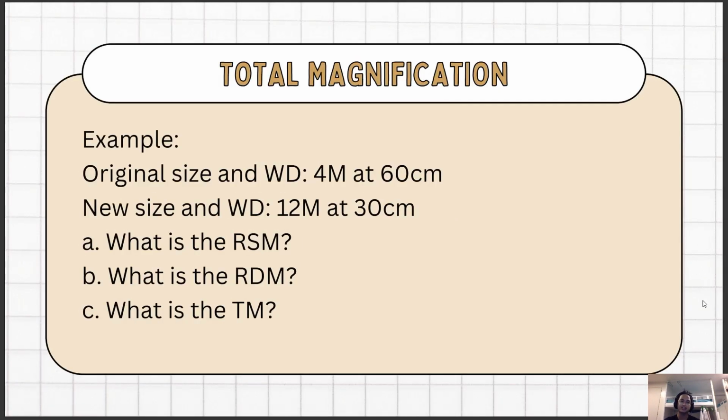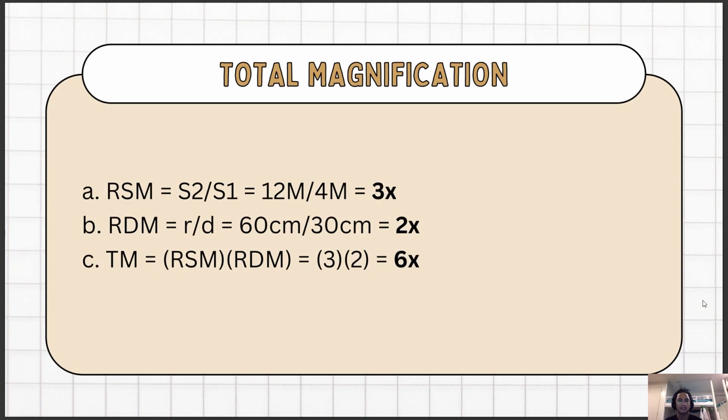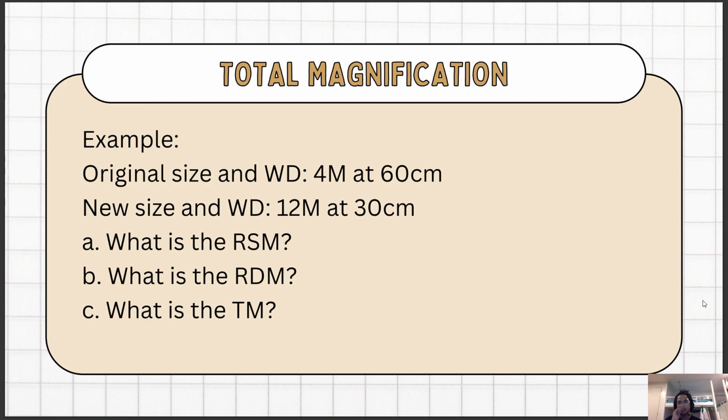So for example, we have the original size and WD of 4M at 60 cm, and new size and working distance of 12M at 30 cm. So we are tasked to find the RSM, RDM, and TM. So for the RSM, simply substitute lang sa S2 and S1. Then we will gain these answers. 3x, RDM is 2x, 2 times. Then total magnification is 6 times. So, sayon-sayon pa siya. Kay same-same pa man siya og kanang mga units.